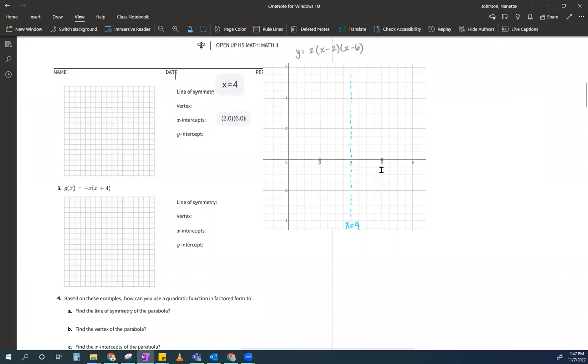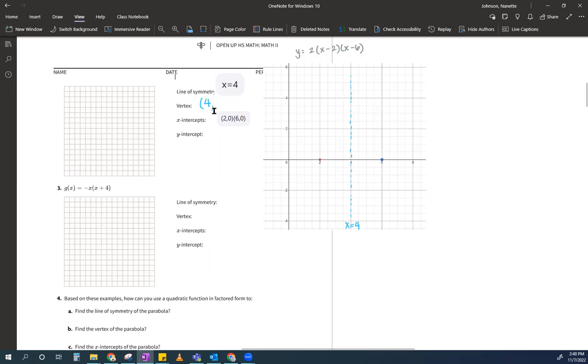Yeah, some people have different numbers for their vertex. Okay, so do you guys all agree with me that my vertex is somewhere on this line, on my line of symmetry? Yes? The only thing I know about my vertex so far is the x value. The x value has to be 4. Man, I wish there was a way to figure out my y. If I knew x was 4, how could I find my y?